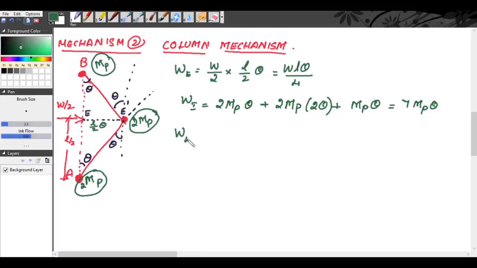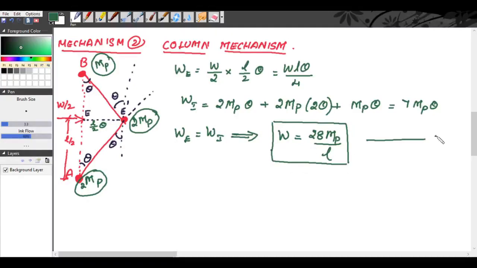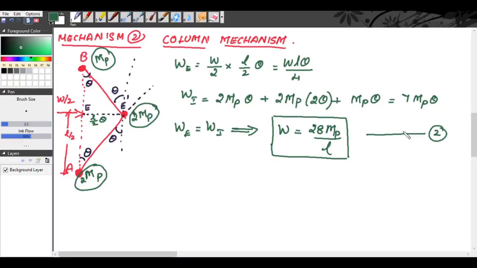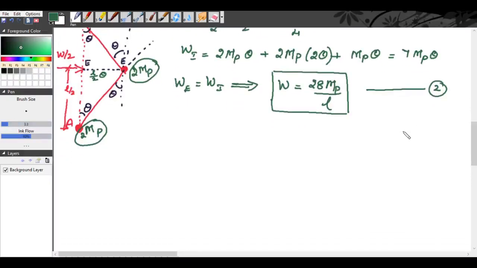Now equating these both, external work done is equal to internal work done, we get our collapse load as 28 MP by L. So as per our second mechanism, our collapse load is 28 MP by L. Now we will move on to the third mechanism, that is the sway mechanism. Okay. So mechanism 3 is the sway mechanism.